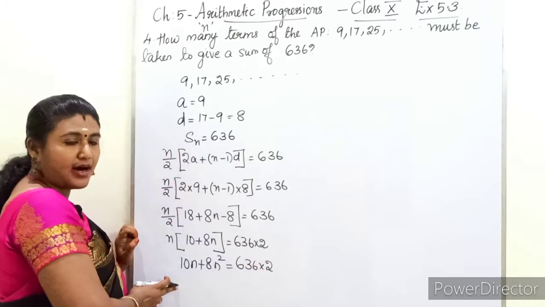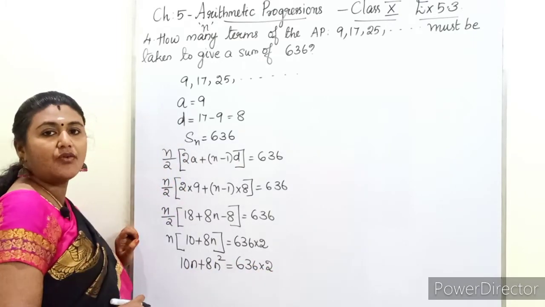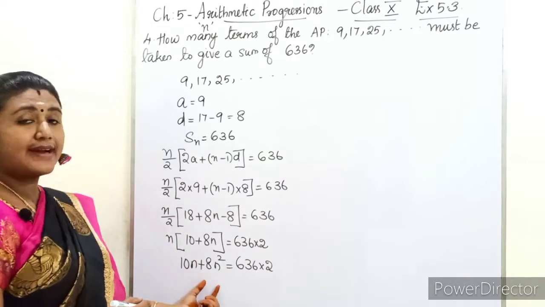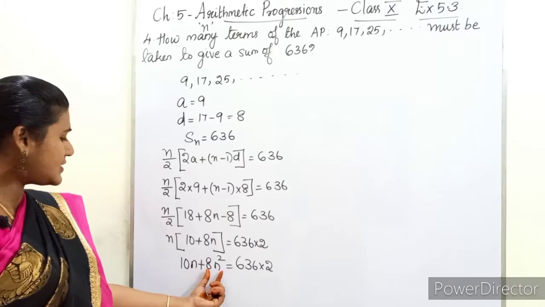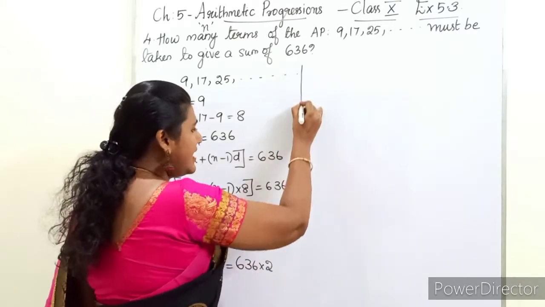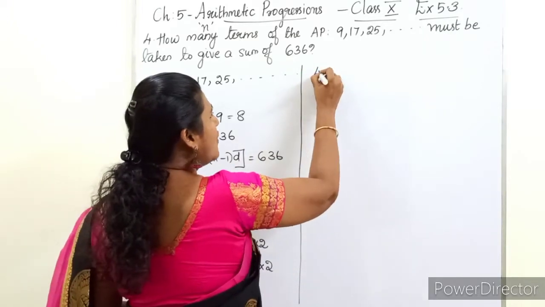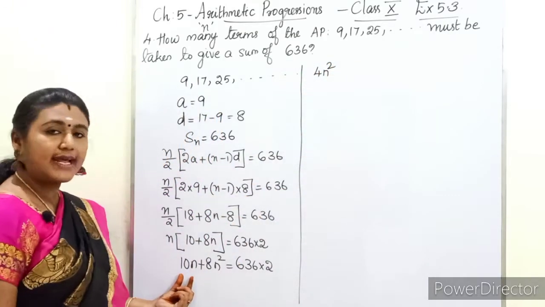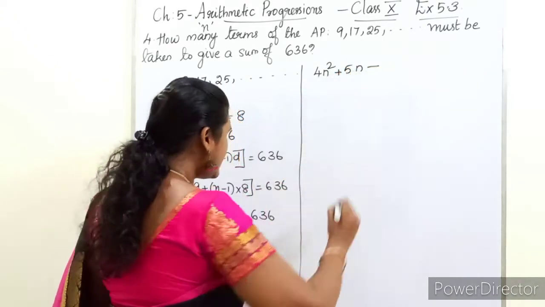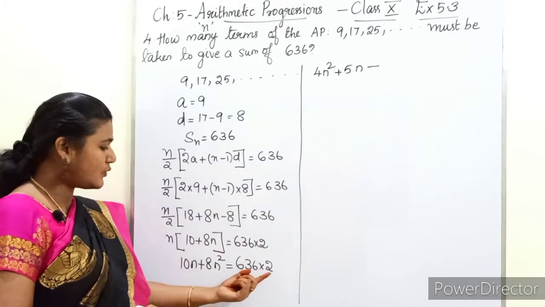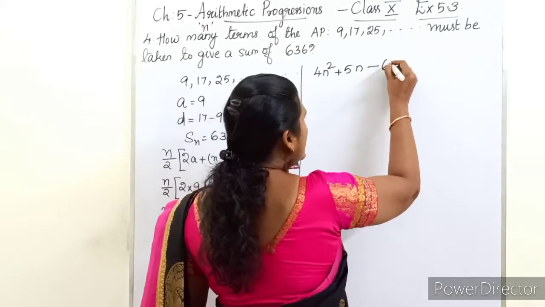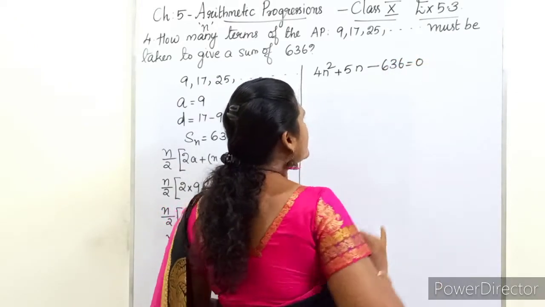Now if you see here, all the terms are multiples of 2. So we will divide the equation throughout by 2. So we will get the quadratic equation in n. First we will write the n square term. When you divide 8n square by 2, you will get 4n square. And 10n divided by 2 is 5n, and the constant term we will bring to the left side. The 2 will get cancelled and you will have 636. So we got the quadratic equation in n.